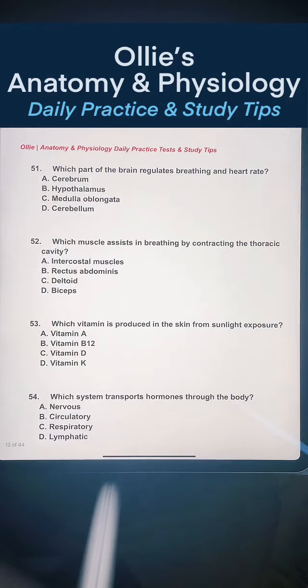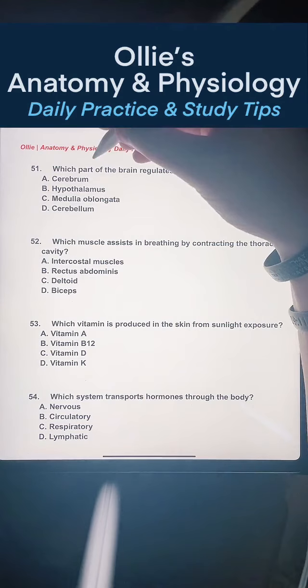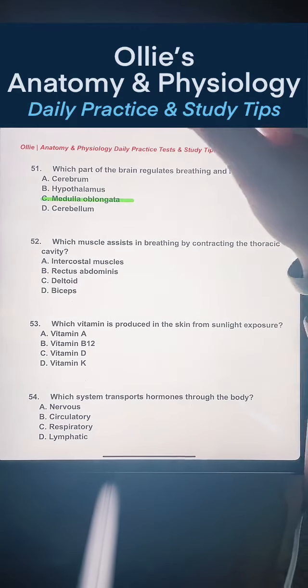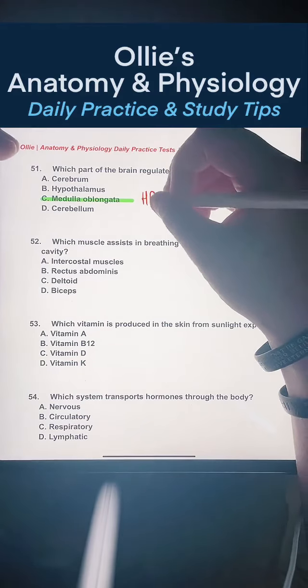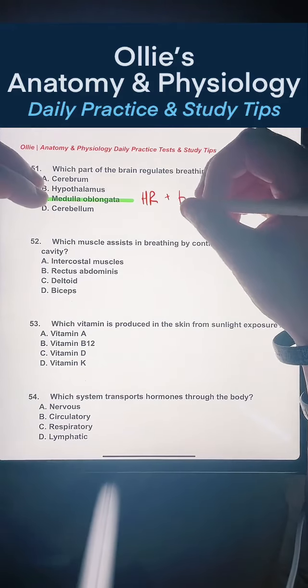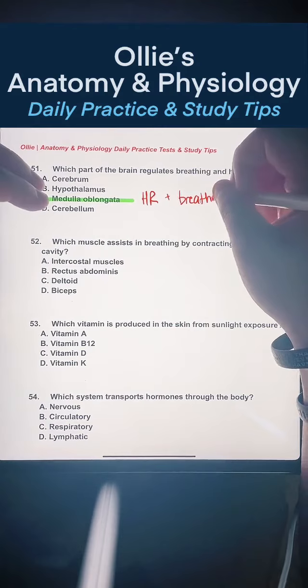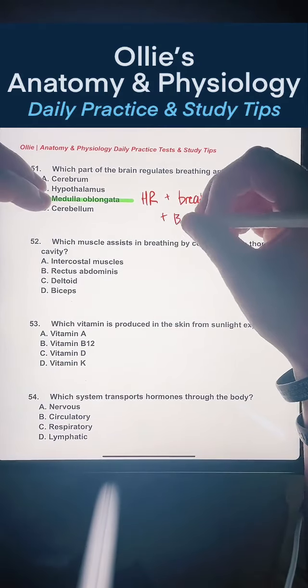Let's move on now to 51. Which part of the brain regulates breathing and heart rate? The answer is the medulla oblongata. So the medulla oblongata is going to control autonomic functions like our heart rate, our breathing, and our blood pressure.